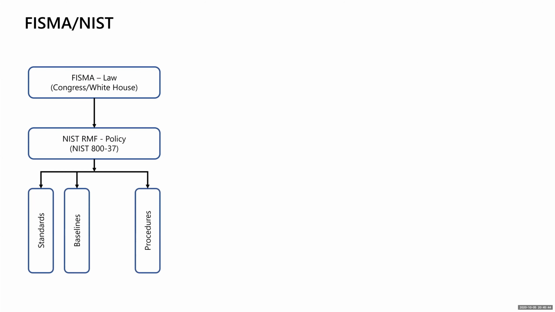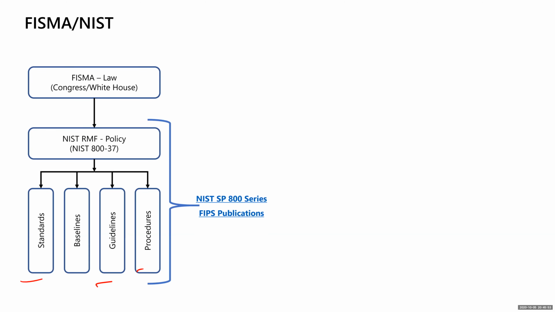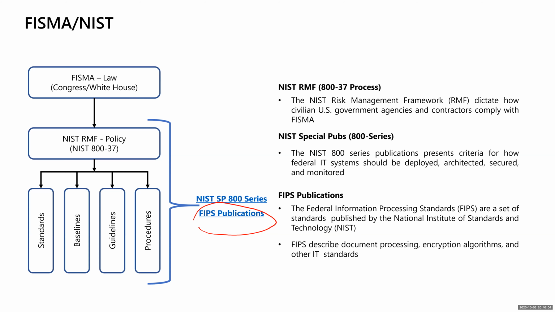Now, NIST provides us with the standards, the guidelines, the baselines, the procedures, but we have a series of all this documentation from NIST that we call the NIST 800 series publications. But we also have additional documentation from NIST called the FIPS. What is the difference? The 800-37 sets the entire tone. The 800 series documents present the criteria, right?